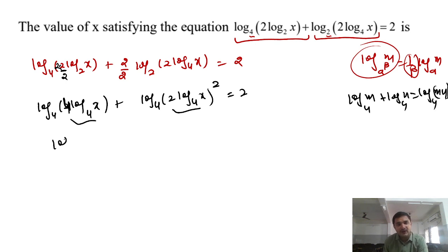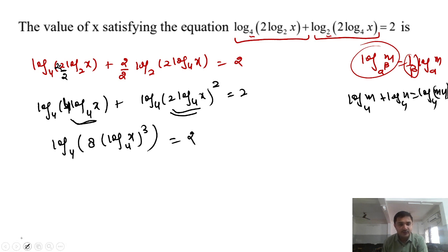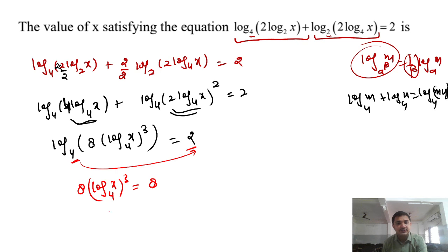So here what will I be getting? Log base 4. Inside, what will I be getting? These two will multiply. So we will be getting 8 times log x base 4 whole cube. Yes or no? If you are multiplying these two, which is equal to 2, they are telling us. Okay, now all of you help me here. Yes, 4 squared we'll be getting here, right? If this 4 moves to the other side, taking the antilogarithmic form, we'll be getting 8 log x base 4 whole cube equal to 4 into 2, which is 8.